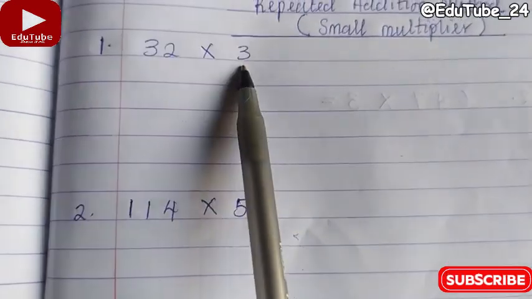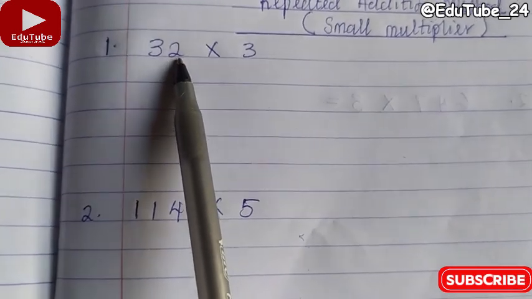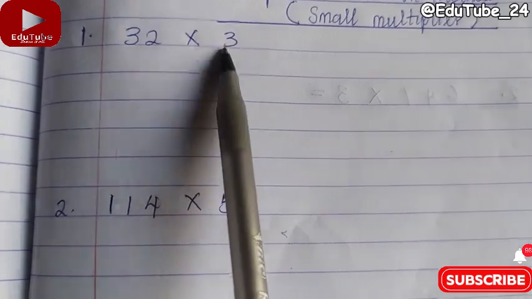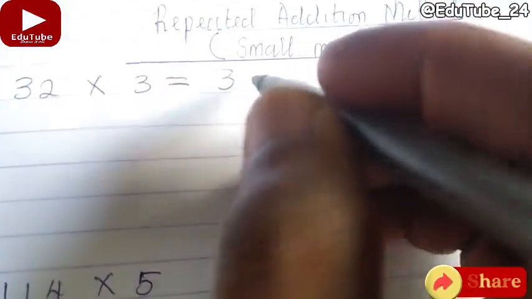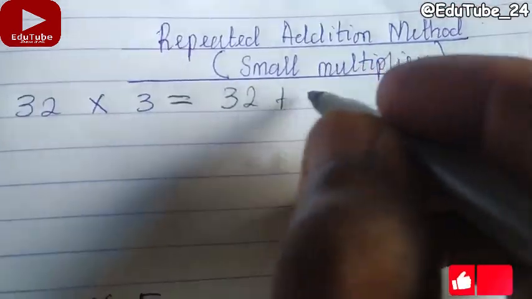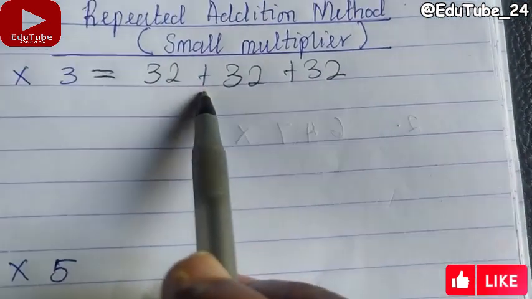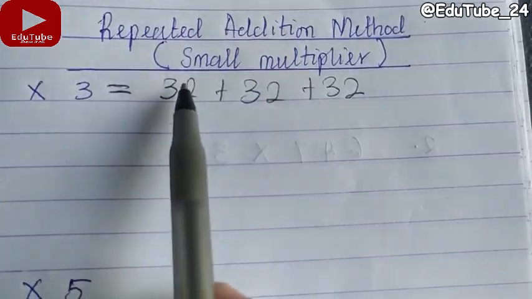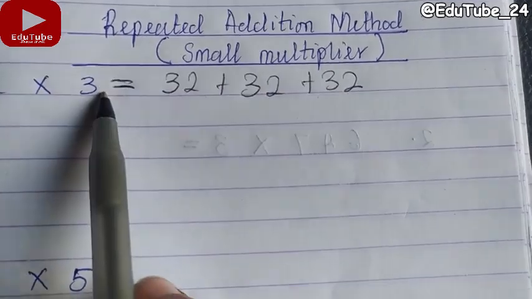We have 32 times 3. Literally, this could be interpreted to mean 32 in 3 places. So going by the word repeated addition, since we said 32 in 3 places, that simply means we do 32 plus 32 plus 32. So you could see we repeated the addition. That is why it is called the repeated addition method. 32 was repeated in 3 places.